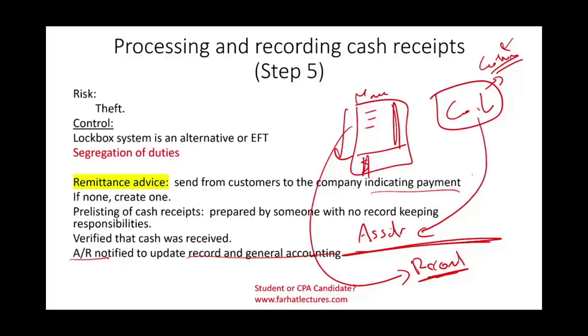So the cashier will have access to the cash. The account receivable can update the record. Always, custody of assets and the record keeping, those two should be separate. Okay, in some textbooks, they call it ARC, you know. Asset and record keeping should be separate.